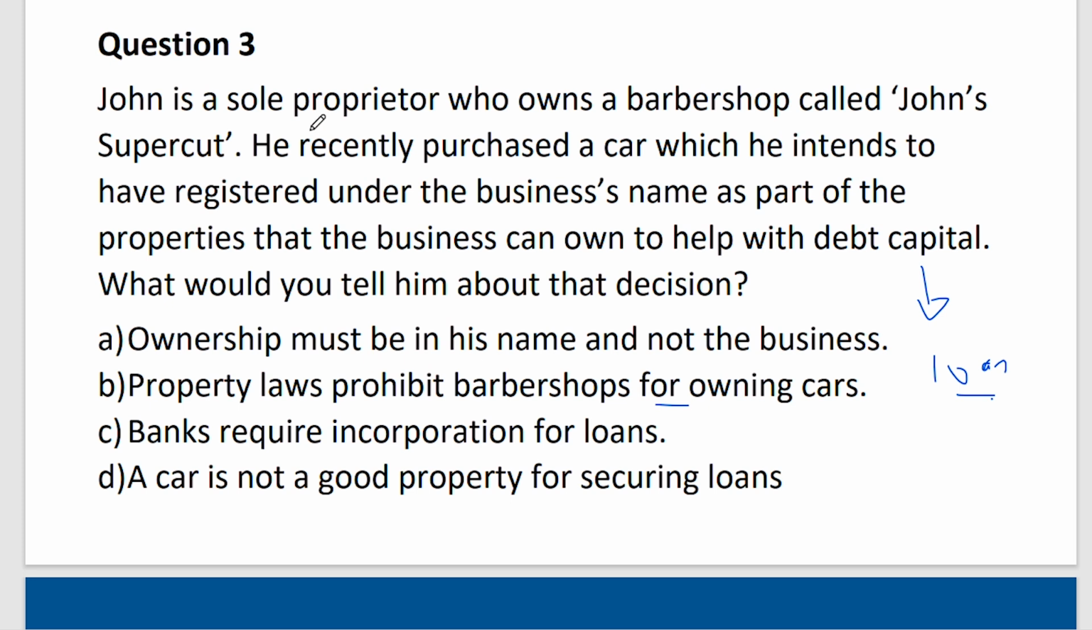Well, actually, in this case, it's a sole proprietor, and therefore the ownership must be in his name and not a business name, because John is a sole proprietor. So in a sole proprietorship, basically the owner and the business are the same thing. So that will not favor John's position. He can't, because the business doesn't really exist separately from the owner. It doesn't have a different identity from that of the owner.